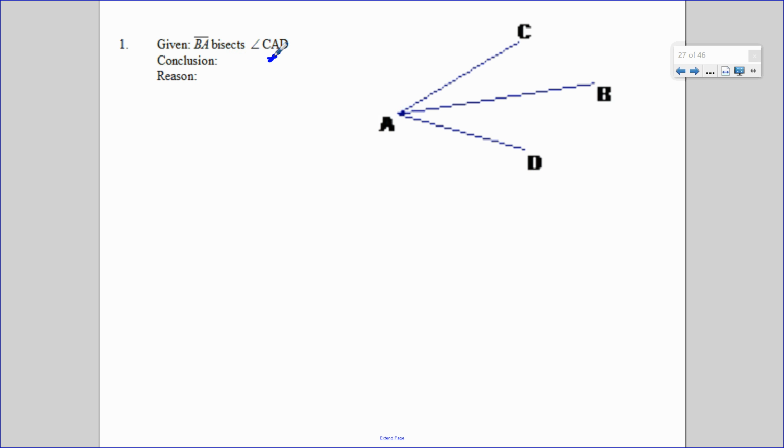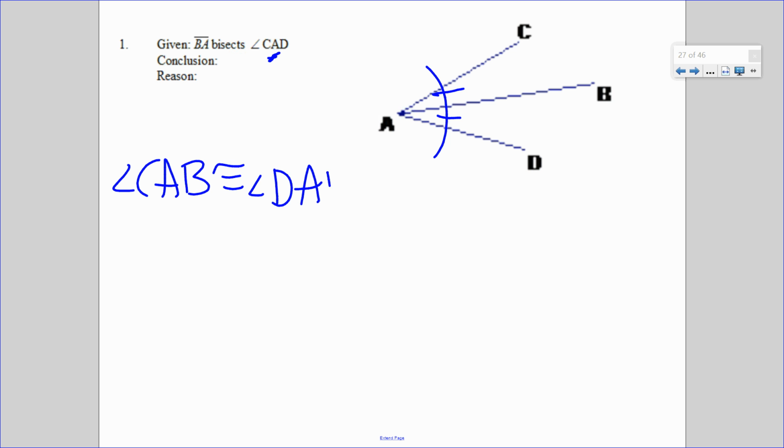So since A is the vertex, this is angle CAD, and my two congruent angles are right there at that same exact vertex. So when I name them, since they all have a vertex of A, A must go in the middle. So that top one, I'm going to call CAB, is congruent to that bottom one, I'm going to call DAB. With angles, the order of the outside letters doesn't matter. Instead of DAB, I could have called it BAD. Instead of CAB, I could have called it BAC, but A must be in the middle.